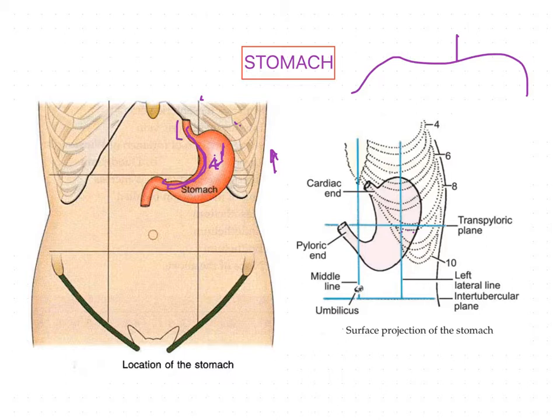So it is a schematic representation. That means the stomach is present like this. This becomes the antero-superior surface and this becomes the posterior-inferior surface of the stomach. So this is about the external features of the stomach.